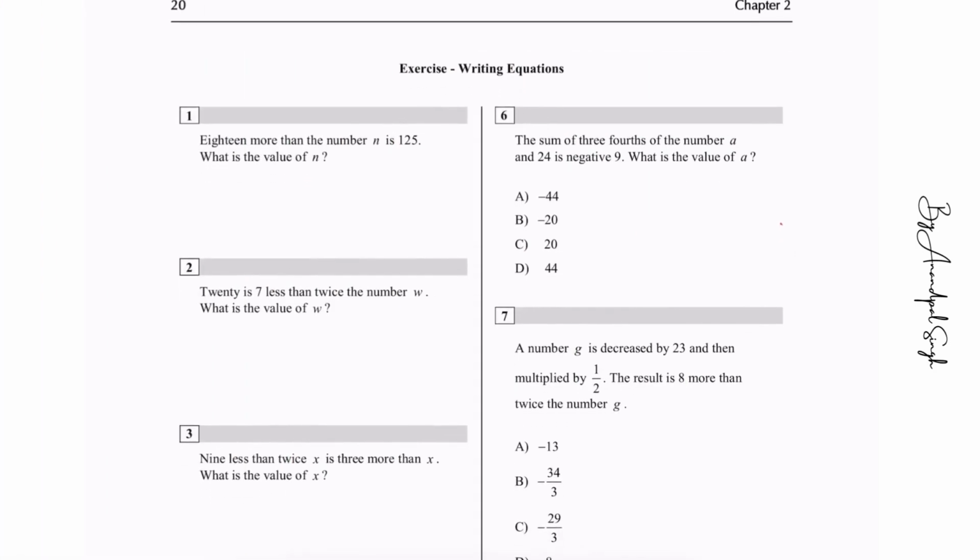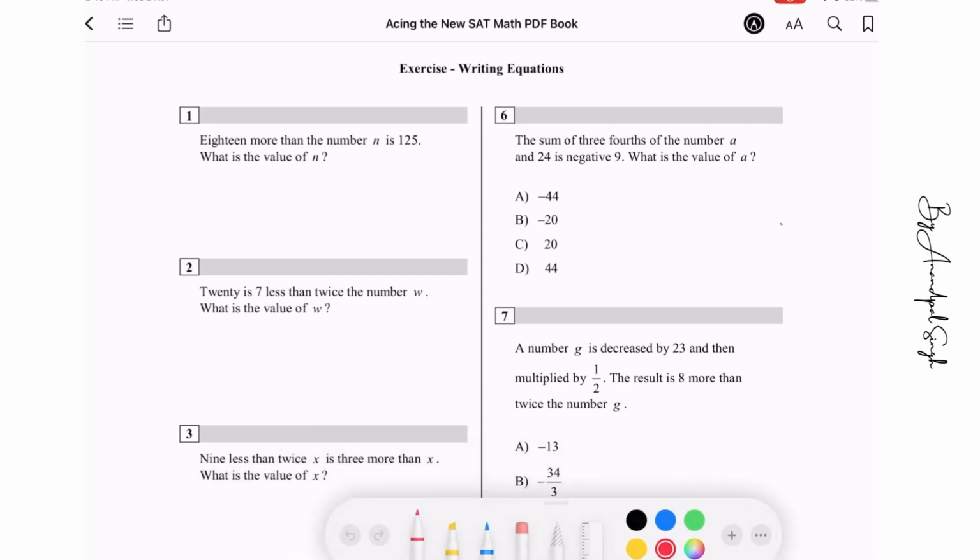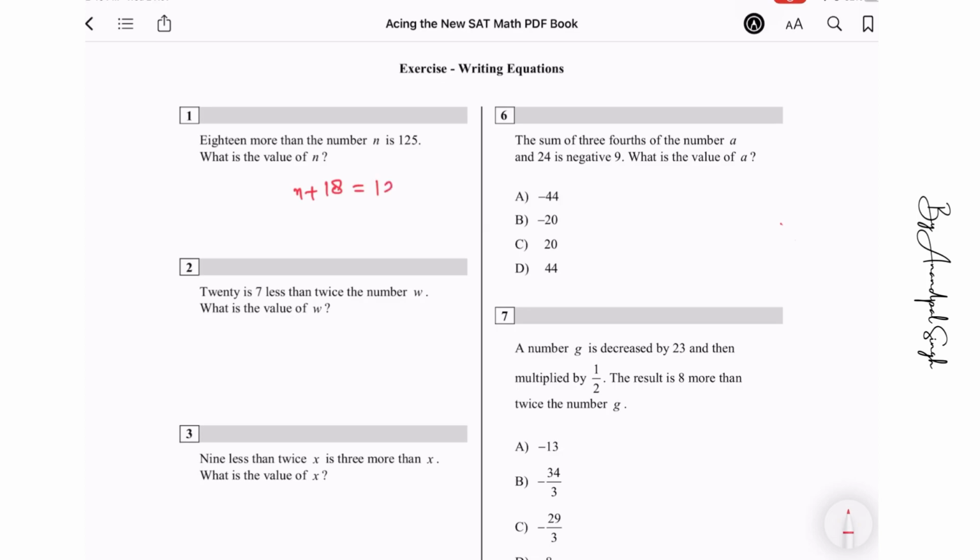Hello students, the first question of writing equations is: 18 more than a number n is 125. What is the value of n? 18 more than a number n, so n plus 18 is 125. You can simply find n by subtracting 18 from both sides. You get 107.